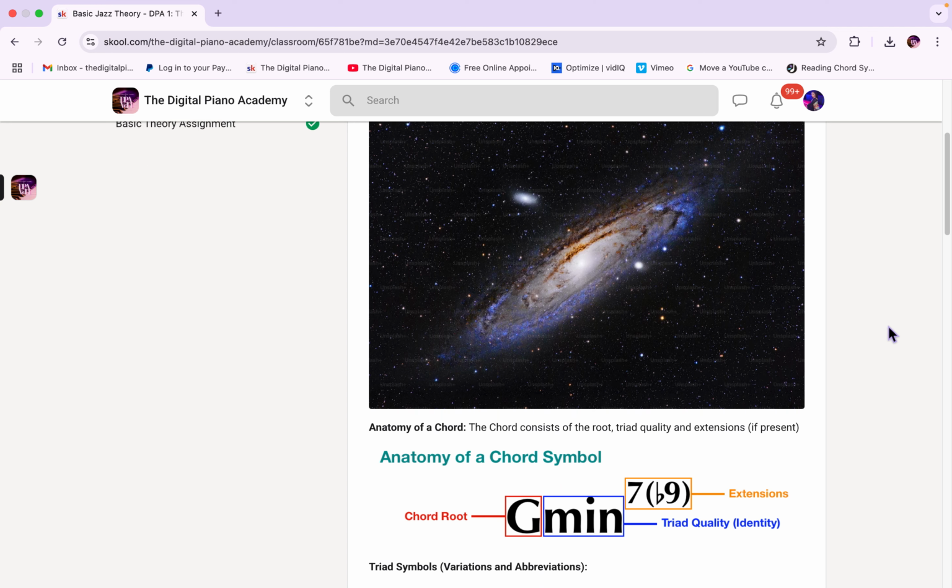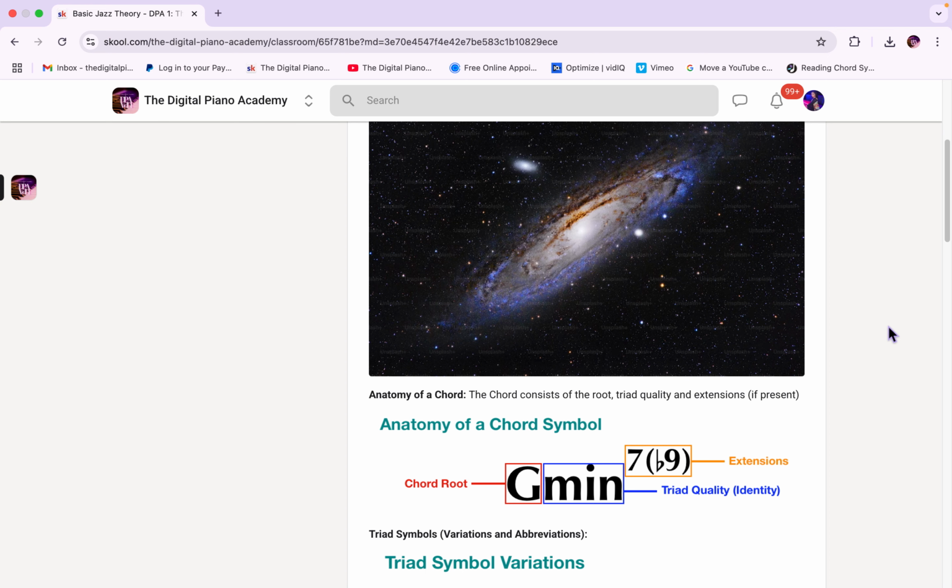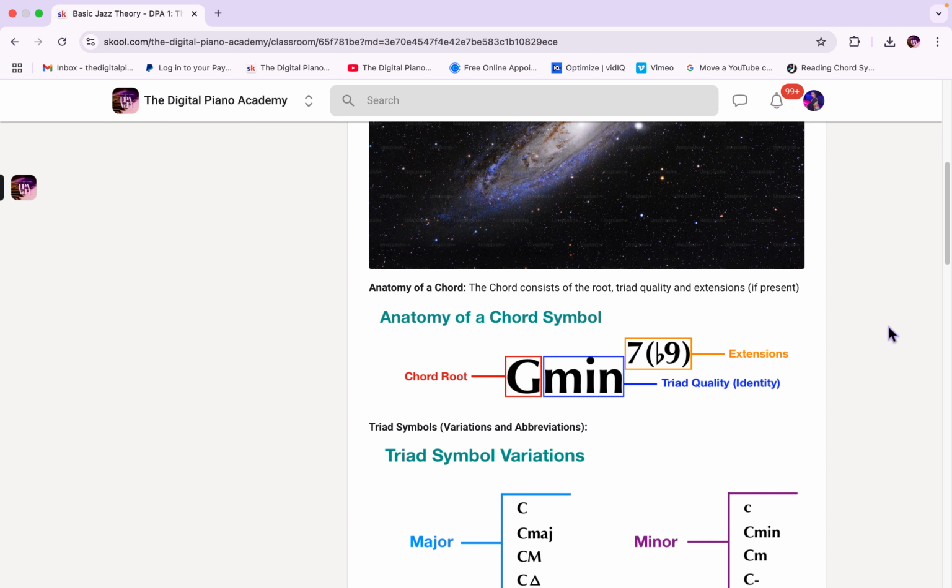But I would argue that both of them have a lot of vastness in them as we go from beginner to intermediate to advanced theory. It can kind of just be this never-ending black hole.